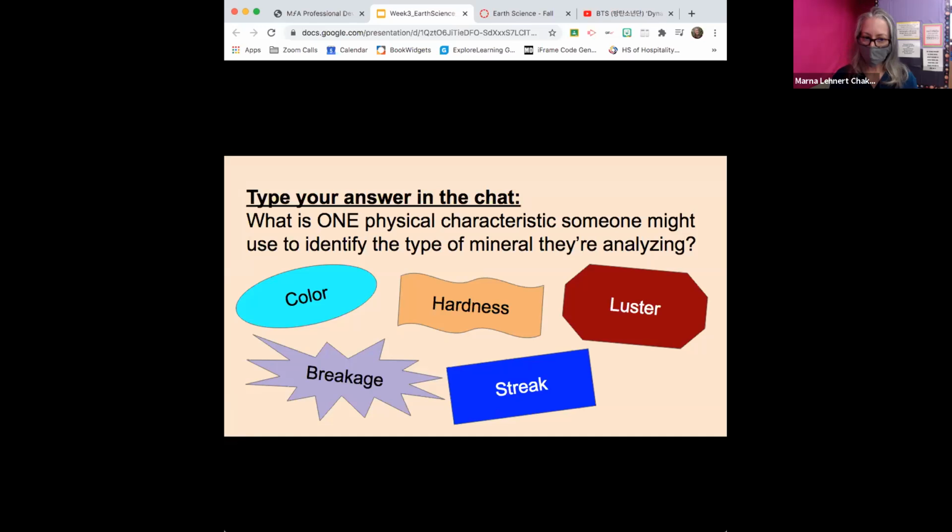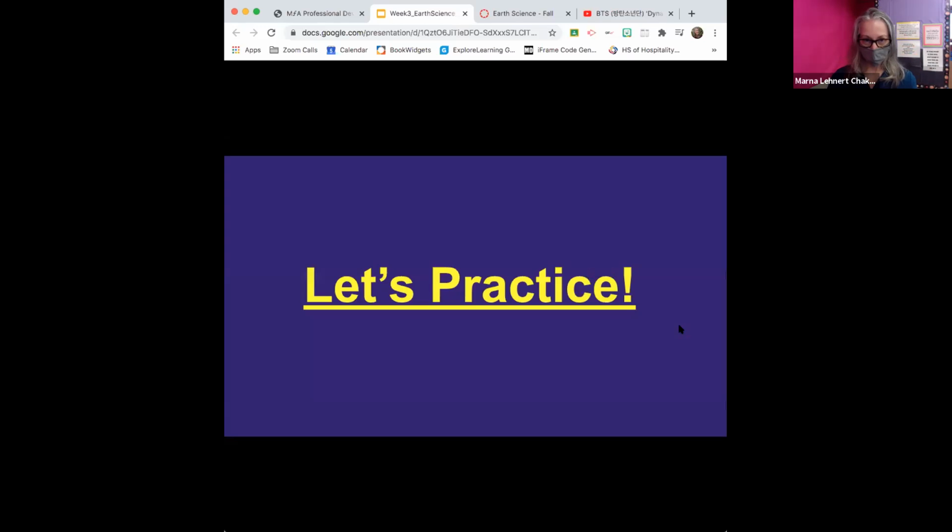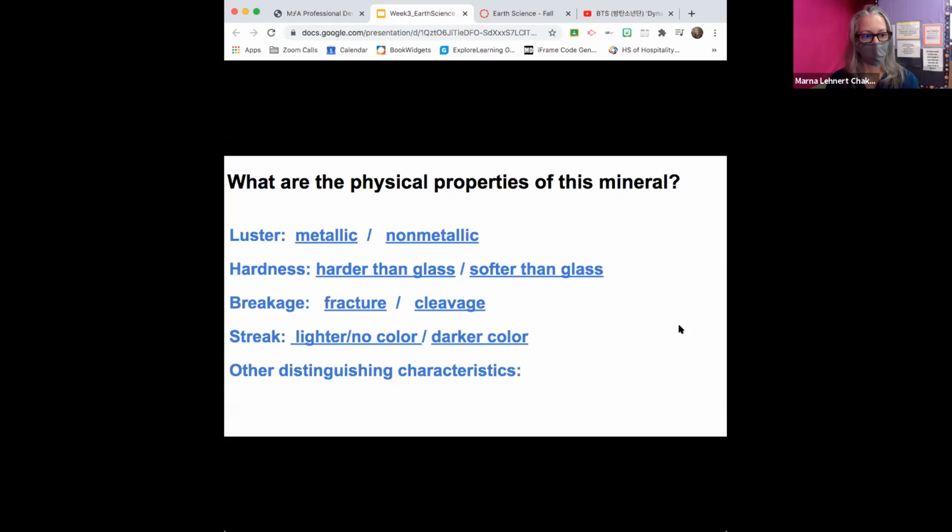All right, so that's our review of the different mineral properties. Now what we're going to do is practice. This is where Mrs. Lehnert is going to do some serious crazy technology. Let's see if she can do this correctly. She practiced it a lot.